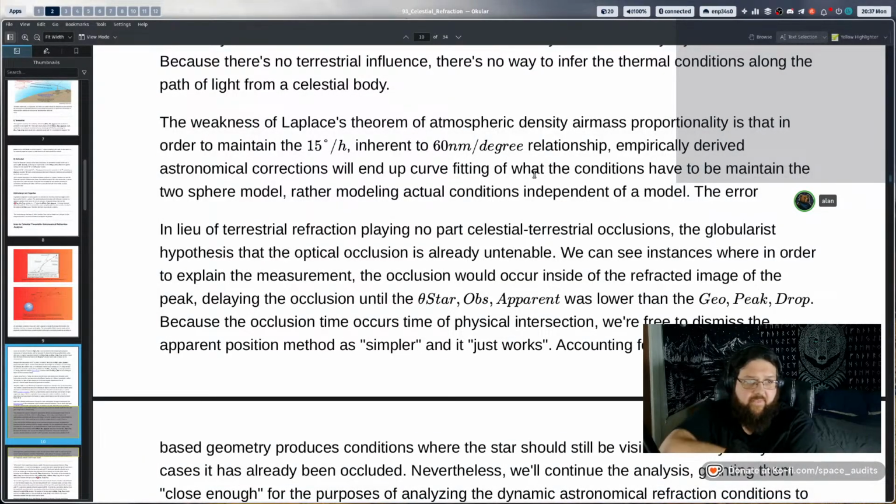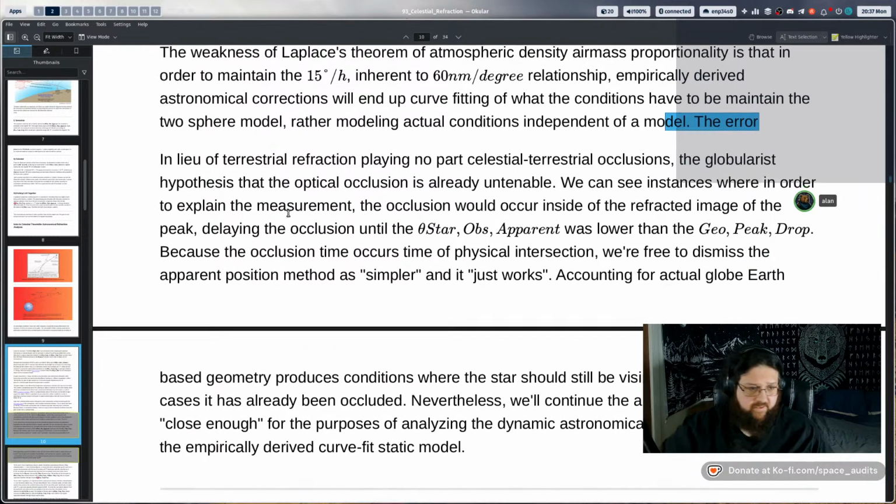But anyway, the weakness of Laplace's theorem of atmospheric density air mass proportionality is that in order to maintain the 15 degrees per hour inherent to the 60 nautical miles per degree relationship, empirically derived astronomical corrections will end up curve fitting what the conditions have to be to maintain the two-sphere model, rather than modeling actual conditions independent of the model that it's trying to compensate for. And then that's an error there.